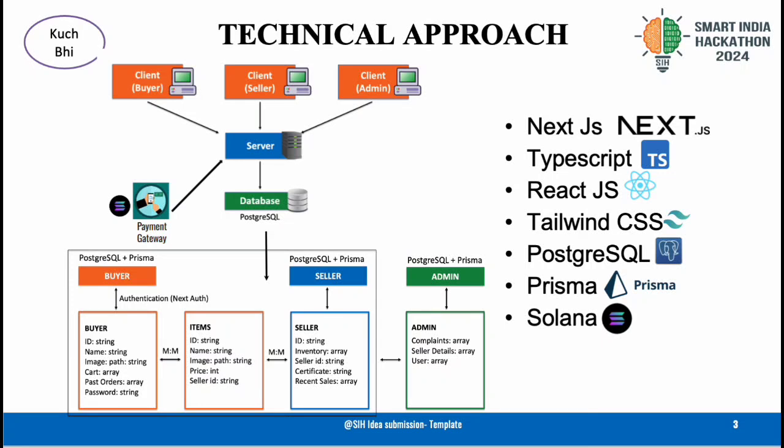We will be having three clients, the buyer, the seller and the admin, that will be connected to a single server. Apart from the vertical scaling, we'll also be having horizontal scaling in the project. For example, if I talk about Delhi, then all the districts of Delhi will have their own servers that will be connected horizontally to each other and finally to the main server.